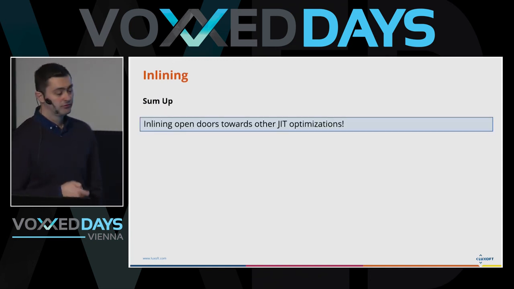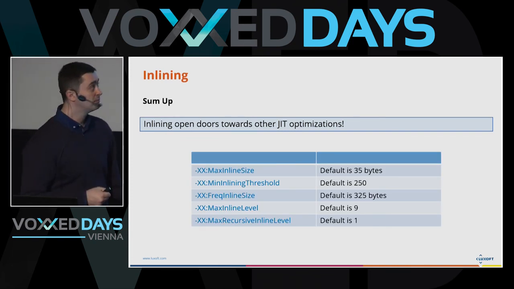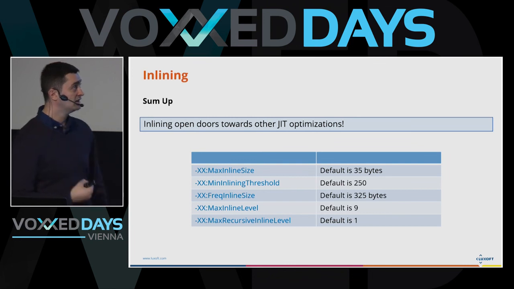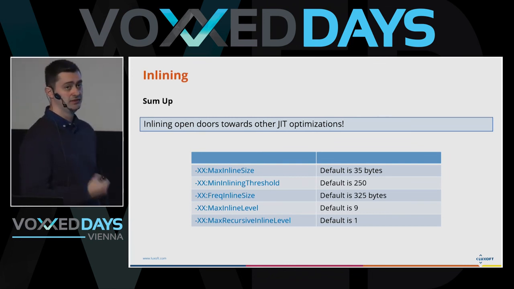So for you to check inside the code, it's mainly based on the size. There are methods that, if they are bigger than 35 bytes, are not inlined, even if they are called more than 250 times.